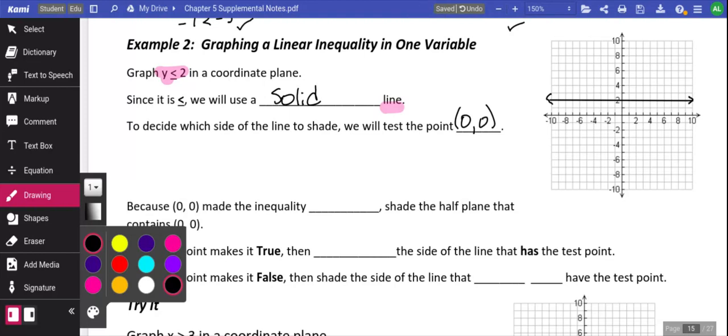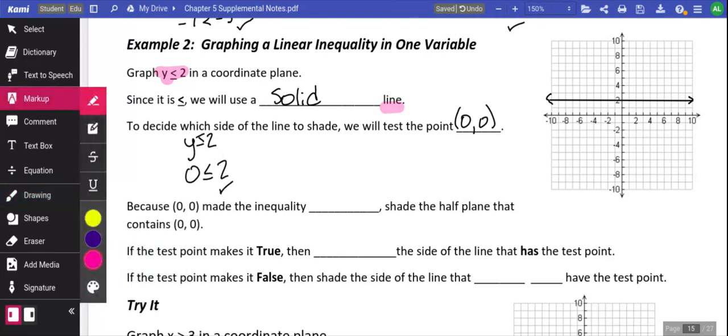So then I also have to decide which side of my line is going to get shaded in. Okay, so we're going to test the point 0, 0. I'm going to plug that in. So y is less than or equal to 2. I'm going to plug in 0 for y. Is 0 less than or equal to 2? Yes. So that means I'm going to shade in the side of my line that includes 0, 0.